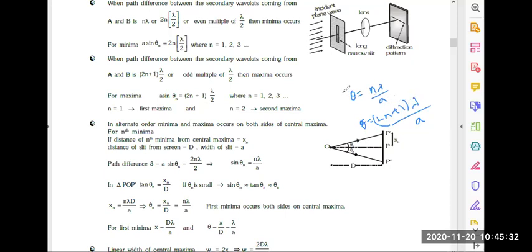Now, just imagine if you are asked to find the angular fringe width. What do you mean by angular width? This angle will be your angular width, right? Yes or no? So if I see this, okay.